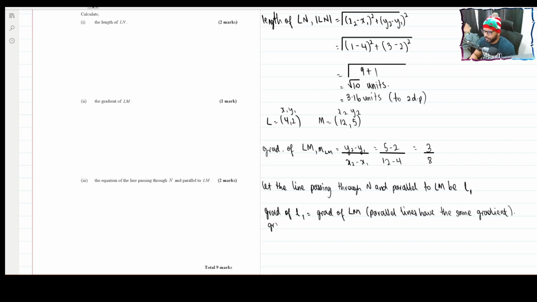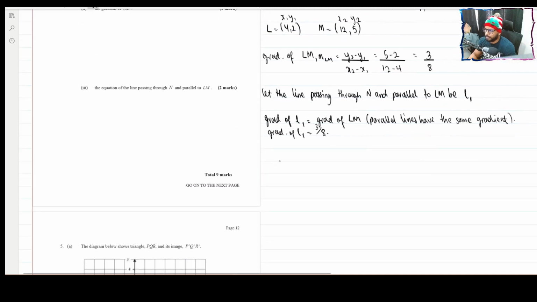So the gradient of L1 is actually 3 over 8. Equation of L1 now. So you see how L1 is working for us? Instead of writing the equation of the line passing through N and parallel to LM, I could just say equation of L1. And I'm going to write down the point that I'm using.